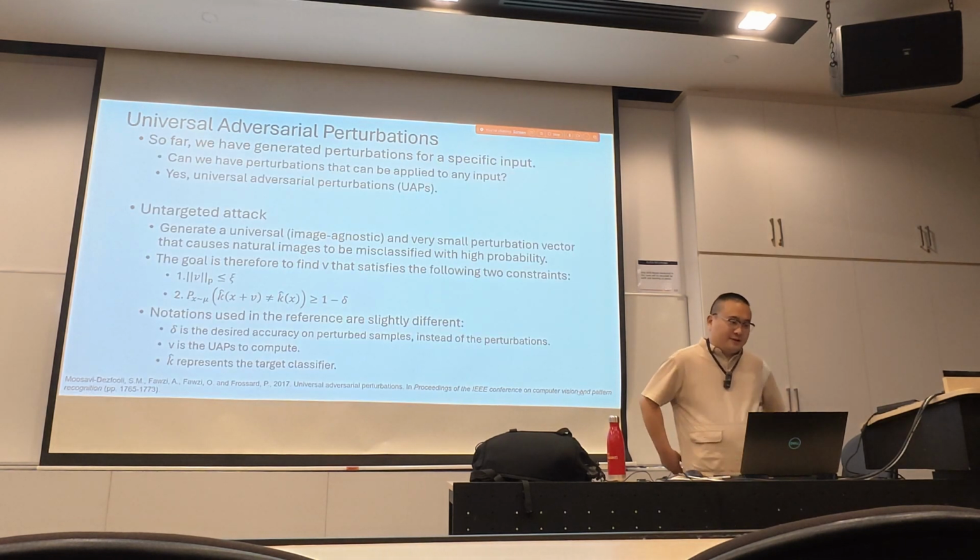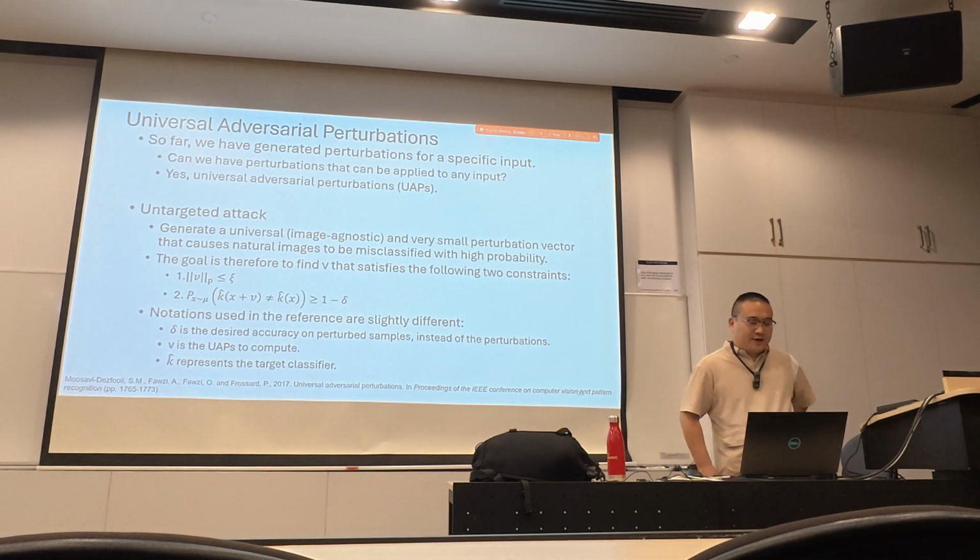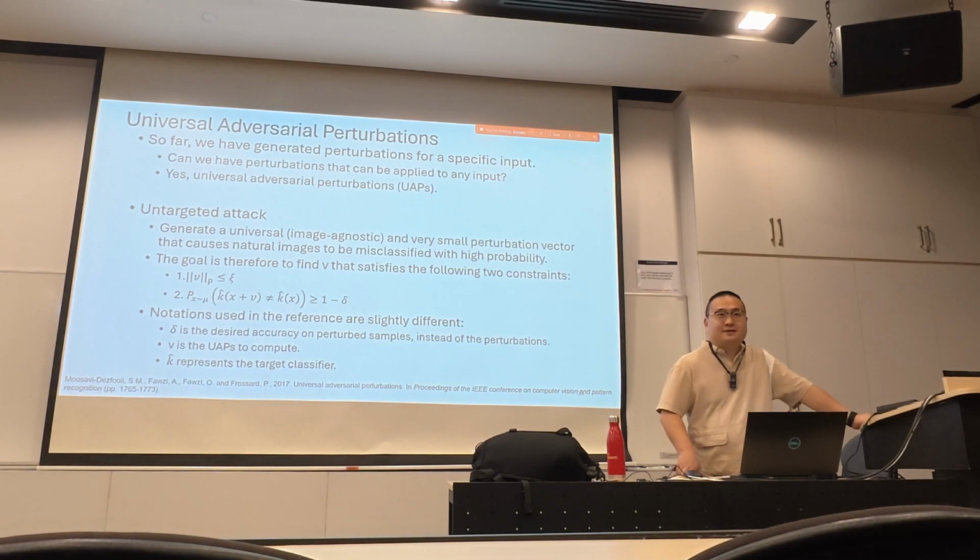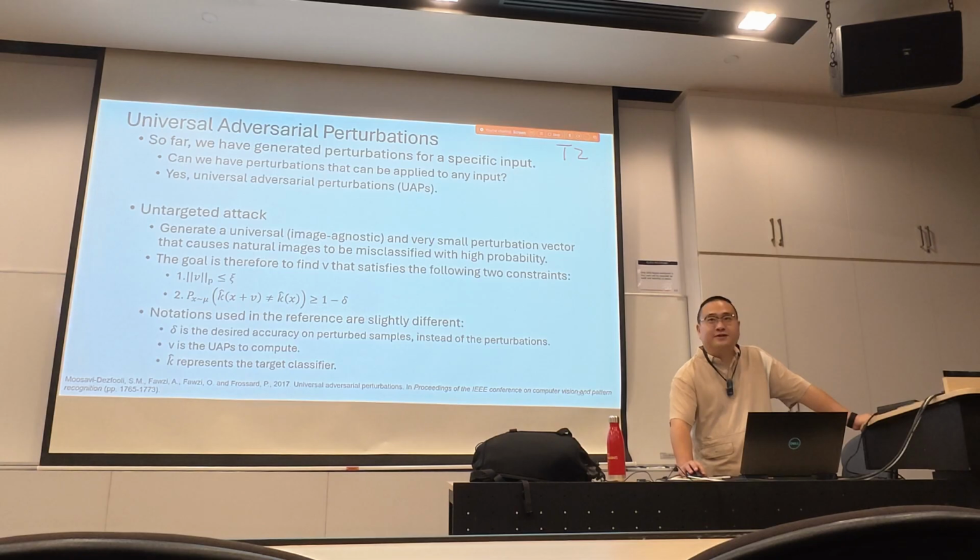Okay, and now let's talk about a new kind of adversarial attack. This is called universal adversarial perturbation. Actually, this is task 2 in your assignment. So far we have generated perturbations for specific inputs. So given an X, we generate delta, a delta that is specific for this X.